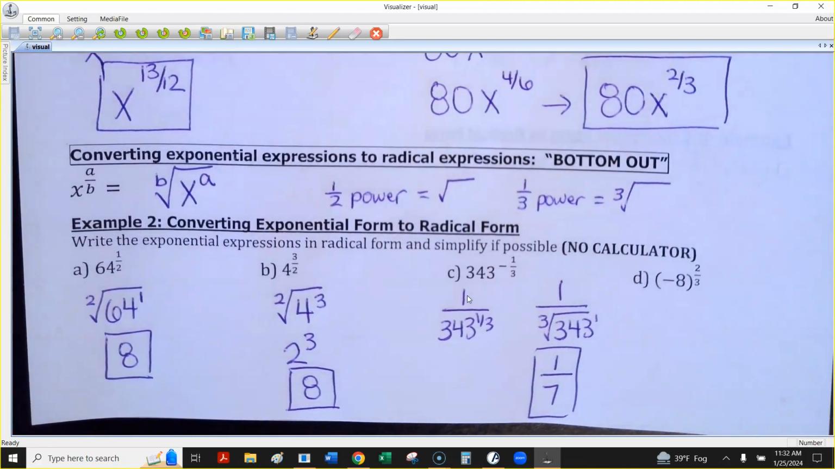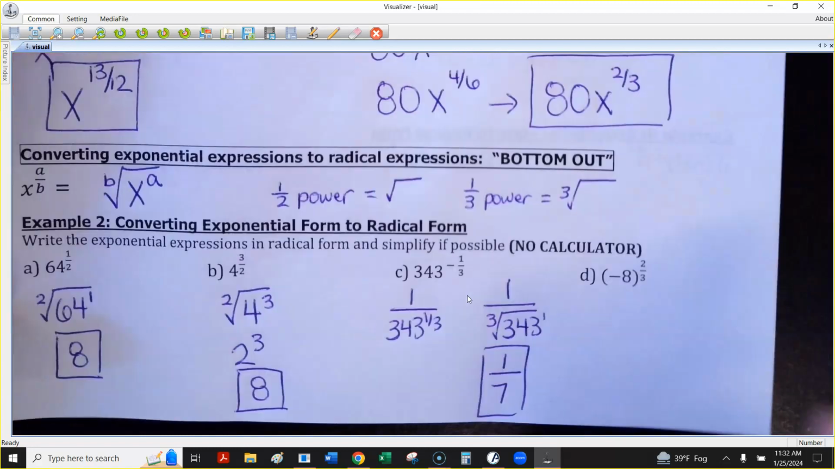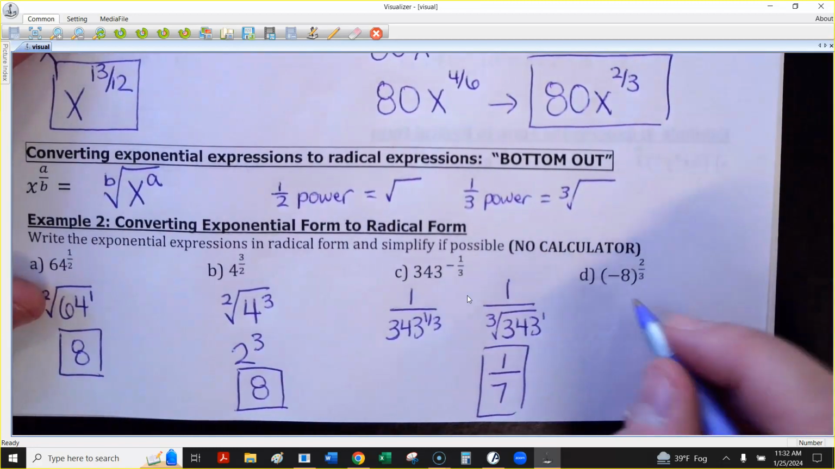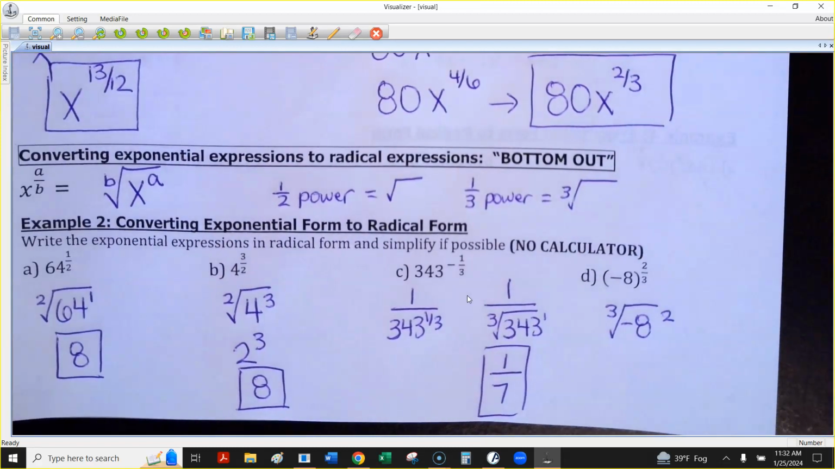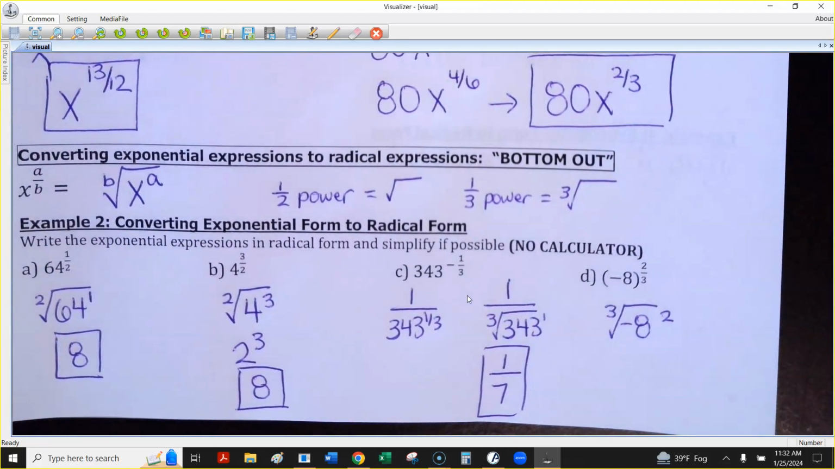If you have a negative, these can be a little bit tricky. All right, so I'm going to do my bottom out. I can do the cube root. I can do the odd root, so cube root, 3, of a negative number. That's okay. So what is the cube root of negative 8?